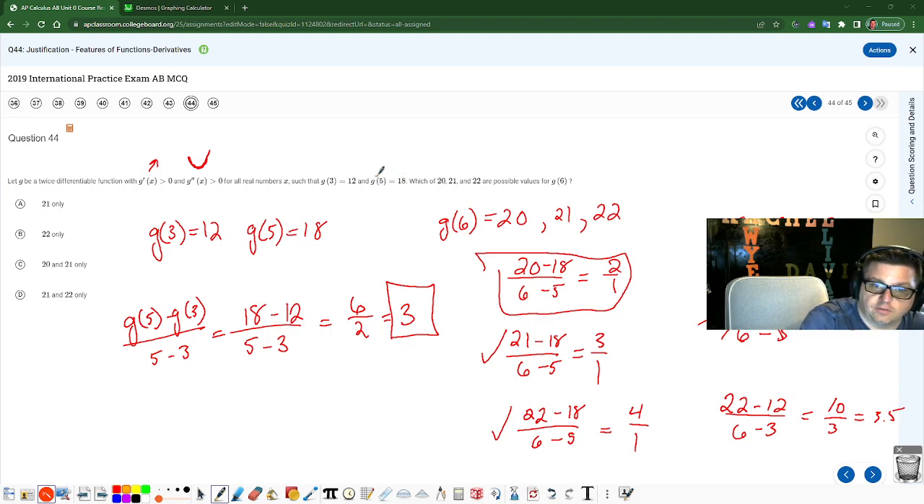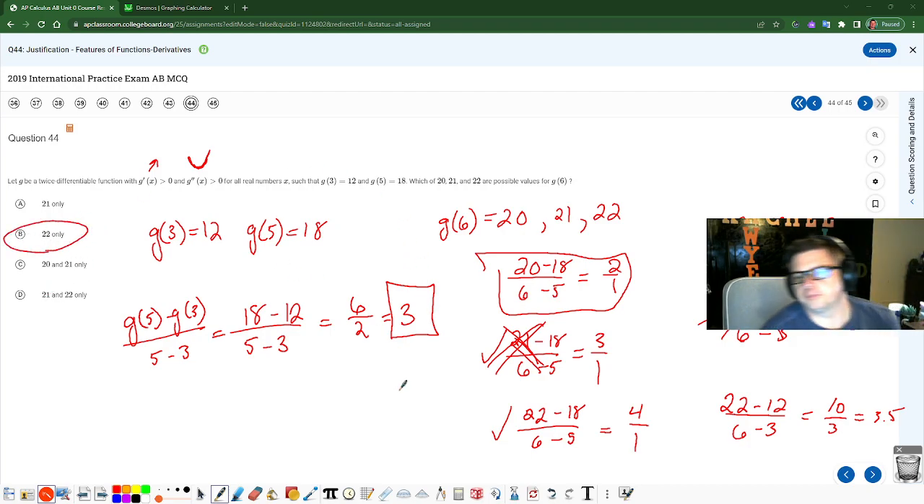Now, when we tested the first one, it didn't work because 2 is obviously less than 3, and it has to be increasing and concave up. So it needs to continue to get bigger and bigger and bigger. So 3, oh, that one doesn't work anyways, because these are equal to each other. So that would tell you that one doesn't work too. So you could have done it both ways. And then both of these are greater than 3. So then that means it's 22 only.